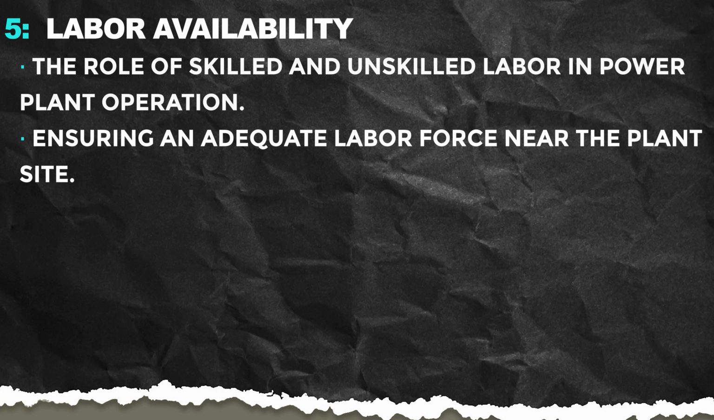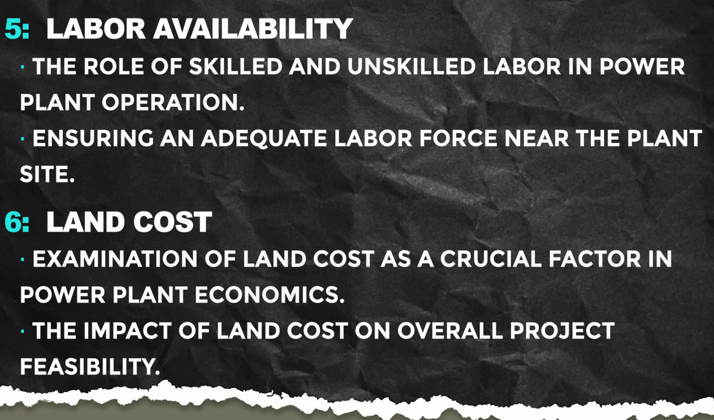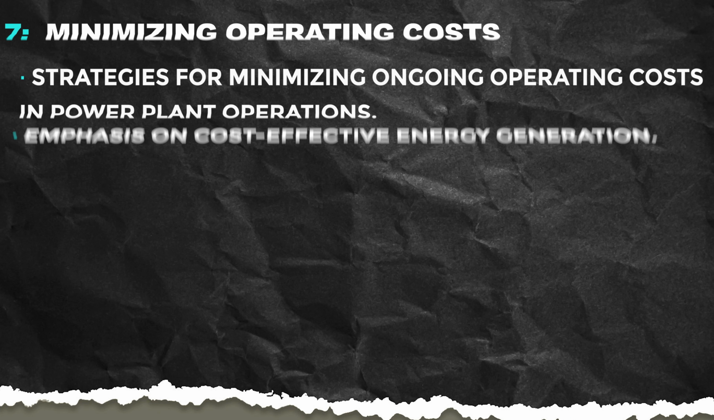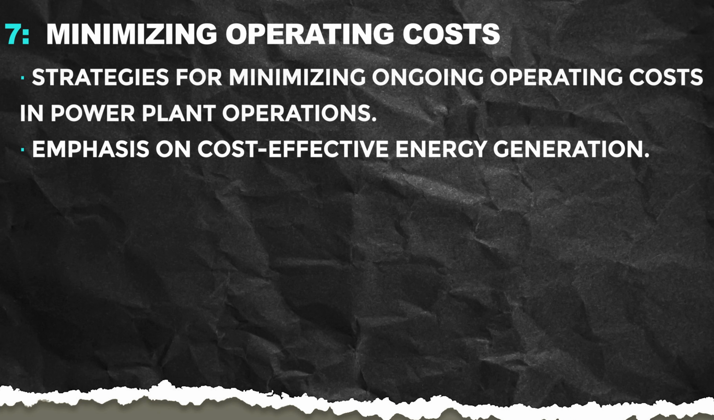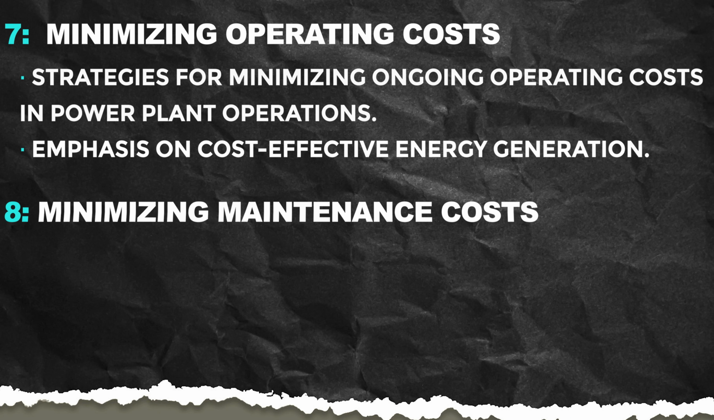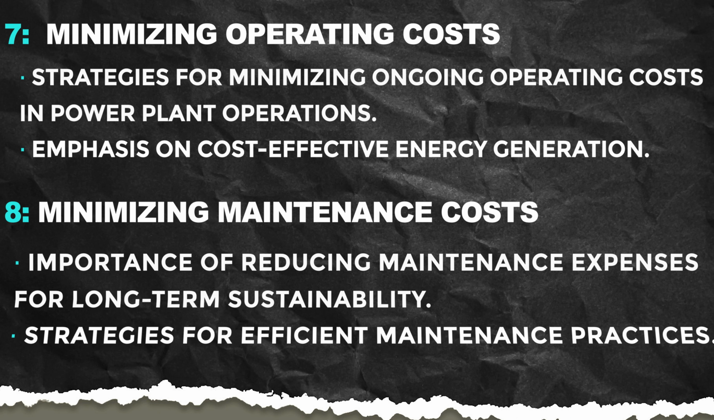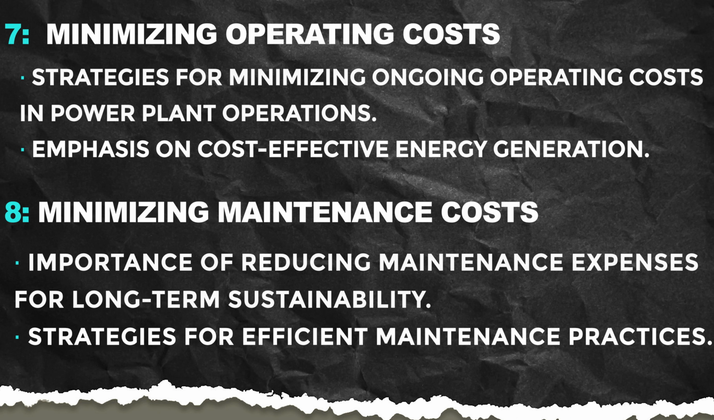After that, we will focus on land cost, examining the land cost as per the demand, and the impact of land cost on overall project feasibility. Then minimizing operating cost: strategies for minimizing ongoing operating cost in power plant operation, emphasizing cost effective energy generation. Minimizing maintenance cost: in this, we will see the importance of reducing maintenance expenses for long term sustainability, and strategies for efficient maintenance and repairing.